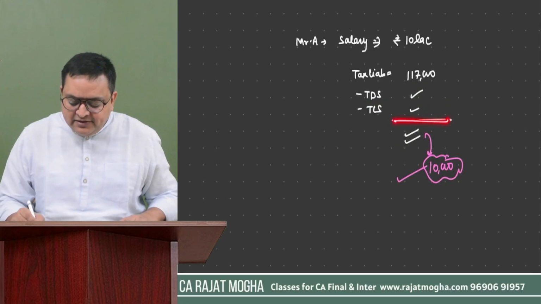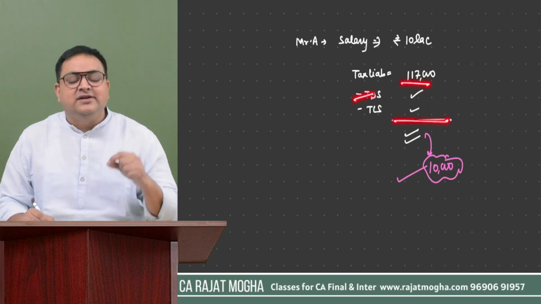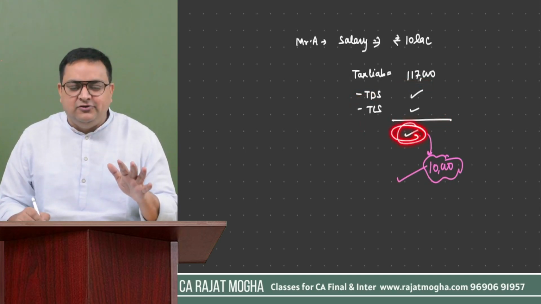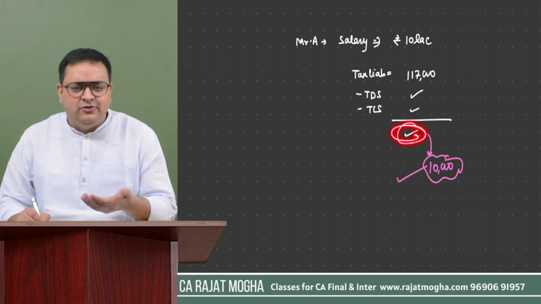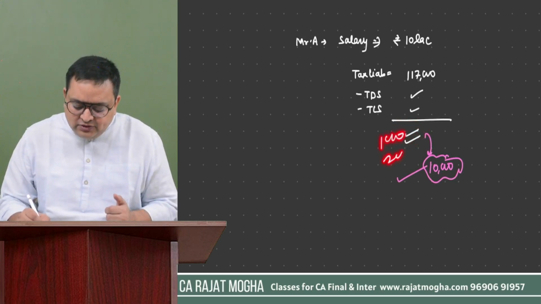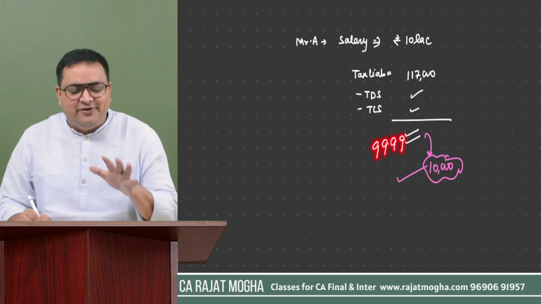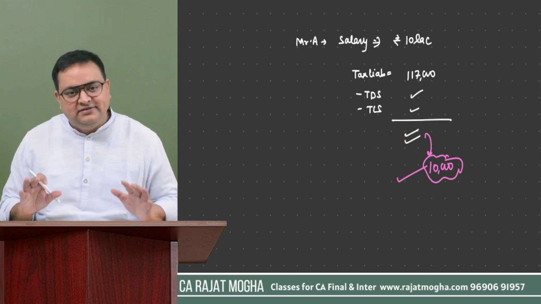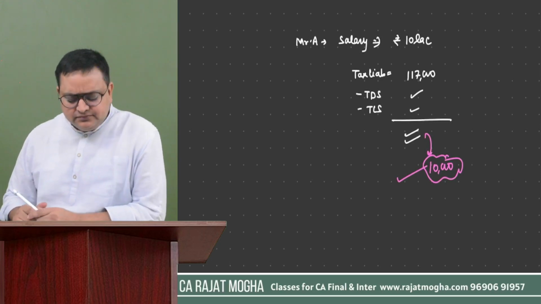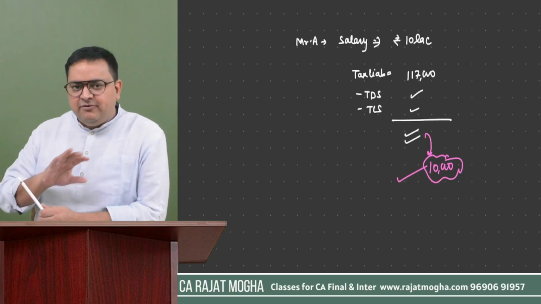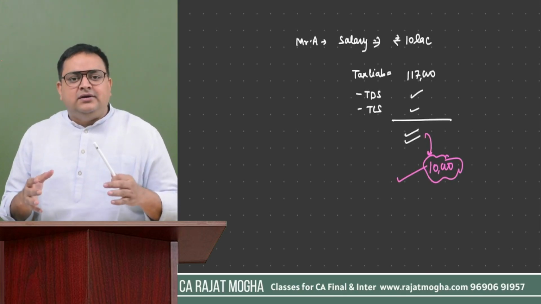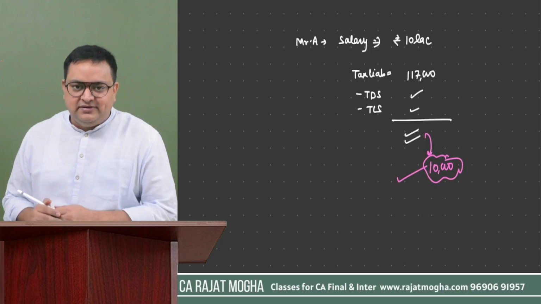Why? Because the tax liability after considering TDS and TCS is not 10,000 rupees or more. Here it was zero. Even if it had been 1,000, 2,000, 3,000, up to 9,999, advance tax liability will not arise. Advance tax liability will only arise if it is 10,000 rupees or more. That's it, simple. Every person is covered, every type of assessee, whether an individual, HUF, AOP, whatever the type, they are covered by advance tax liability.